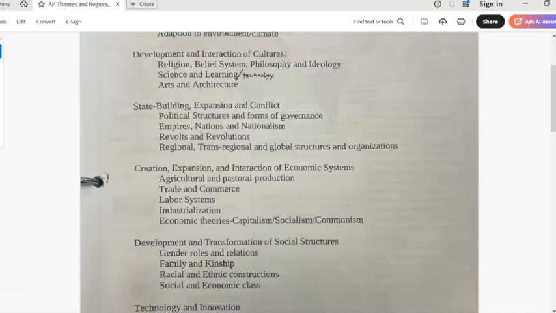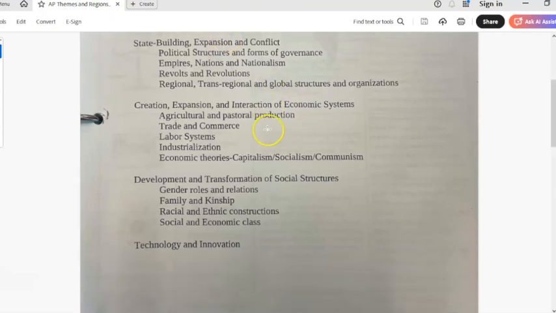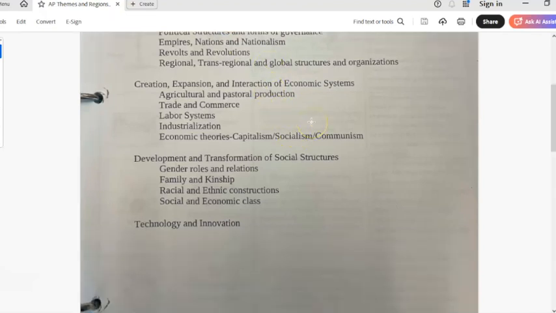Okay. So that's the whole governance theme, and that's really important. We're going to be talking about that one in great depth in this class. We will also be talking about economics a great deal in this class. Okay, creation, expansion, and interaction of economic systems.